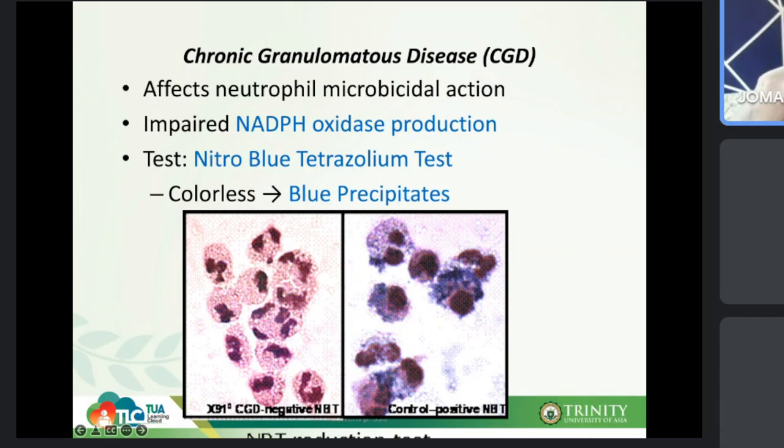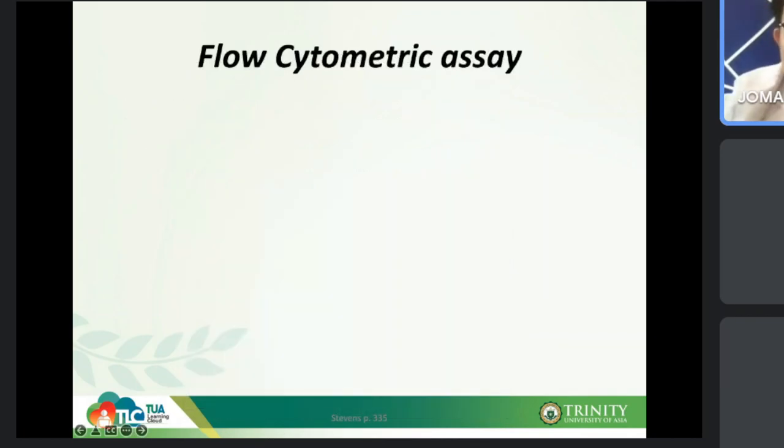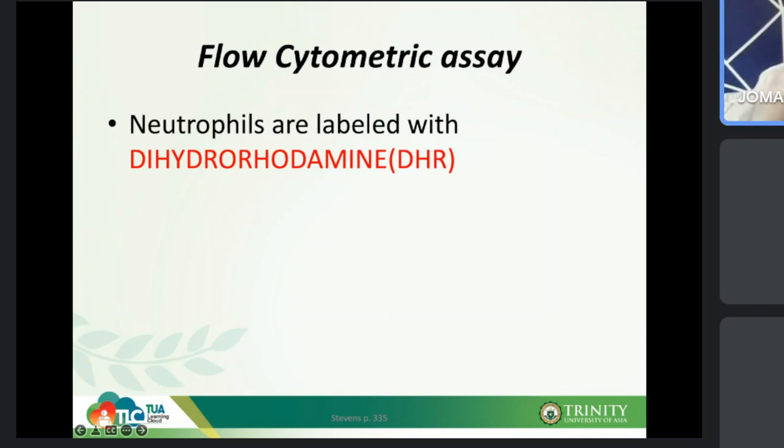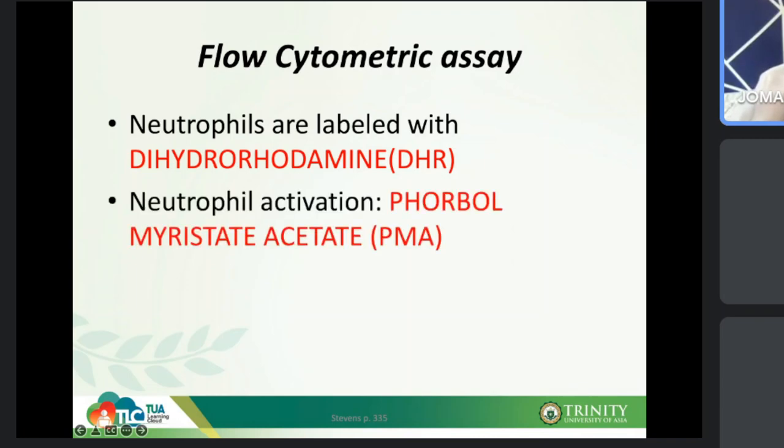And aside from that, there's also a flow cytometric assay. Dito naman sa flow cytometric assay, simple lang. Yung mga neutrophils natin, they will be labeled with dihydrorhodamine. Color yellowish orange to. So, ilalabel natin yung neutrophil natin ng dihydrorhodamine. Tapos, i-activate natin yung neutrophil. Ang activator natin are your phorbol myristate acetate or your PMA. Again, your phorbol myristate acetate or your PMA.